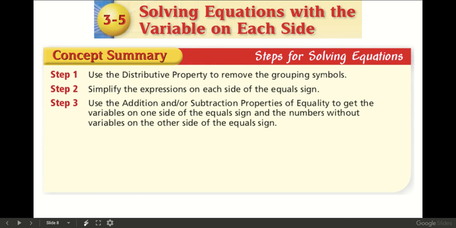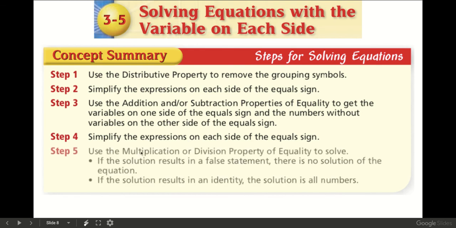But you want to get it all on one side. And then simplify the expression on each side of the equal sign. So again, if there's anything to simplify, right? If two values can be added or subtracted together, or two terms with variables can be simplified. And then step five, use the multiplication or division property of equality to finish solving it.